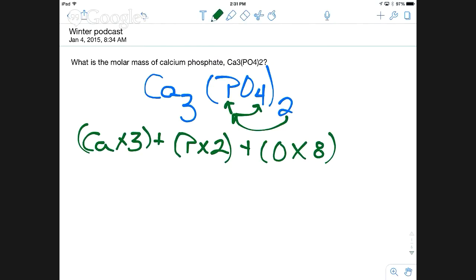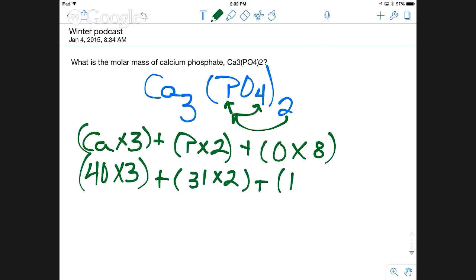So when I look up these masses, going to the nearest whole number, of course I didn't bring a calculator. Why would I bring a calculator? That would make sense. Calcium to the nearest whole number is 40. So I'm going to have 40 times 3, plus phosphorus. When I look up phosphorus, that is 31. So we'll do 31 times 2, plus I know oxygen is 16 times 8.